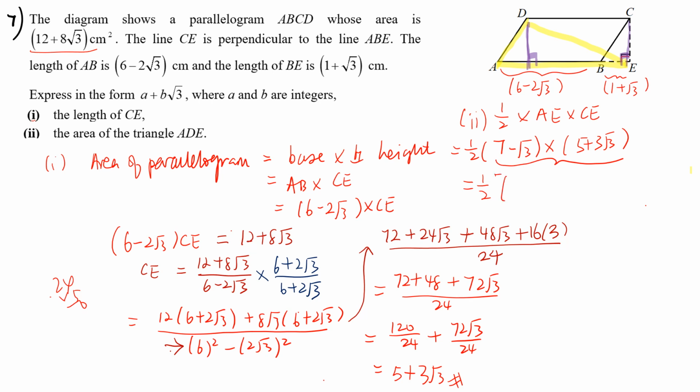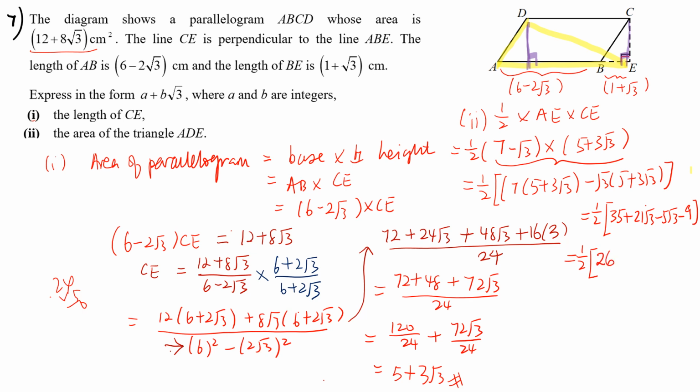So that will give me 7 bracket 5 plus 3 square root 3 minus square root 3 plus 3 square root 3. So that gives me 35 plus 21 square root 3 minus 5 square root 3 minus 3 times square root 3 times square root 3. That will give you 9. Okay, let's work further. 5 minus 9, that will give you 26. 21 minus 5 will be 60.